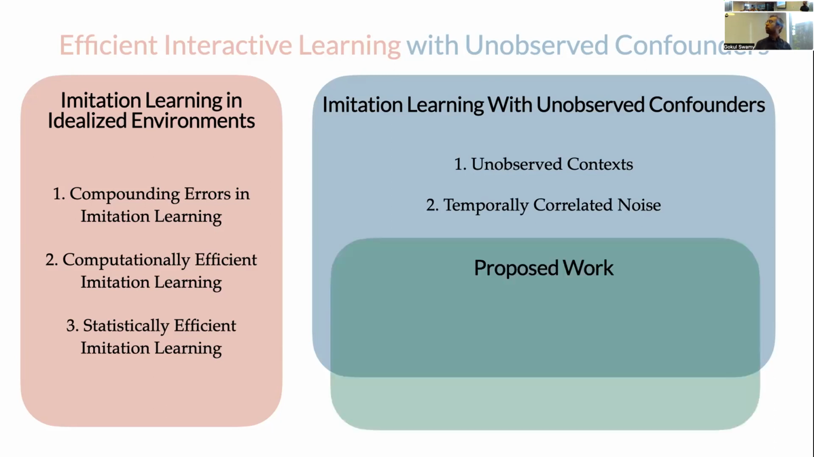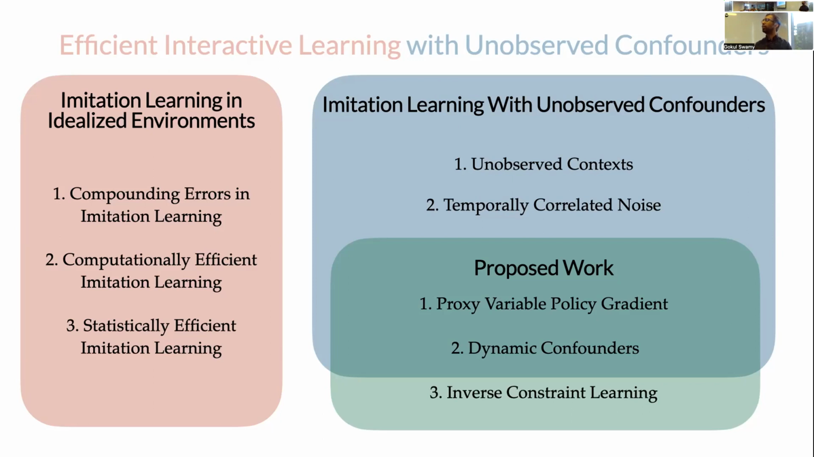Then my proposed work is mostly going to focus on things that are related to unobserved confounders. I'm first going to try and talk about how we can apply a very similar set of techniques to the reinforcement learning setting. And then I'm going to talk a little bit about what I'm calling dynamic confounders, or confounders that are directly affected by the learner's actions. Then if we happen to have any time left at the end, I'll talk a little bit about a project I've been trying to do on learning constraints from demonstrations.